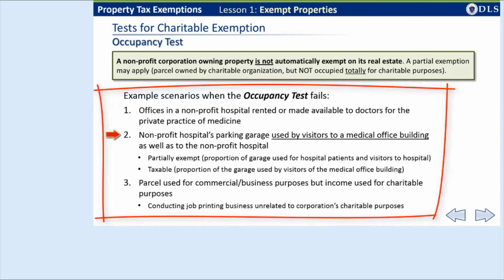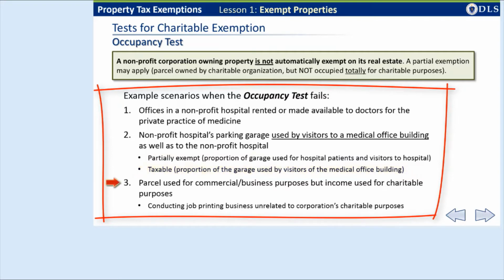A nonprofit hospital owns a garage, which is used by visitors to the hospital and the nearby medical office building. The garage was partially exempt based on the portion of the garage reserved for hospital patients and visitors to the hospital. The portion of the garage used by the visitors to the medical office building is taxable.